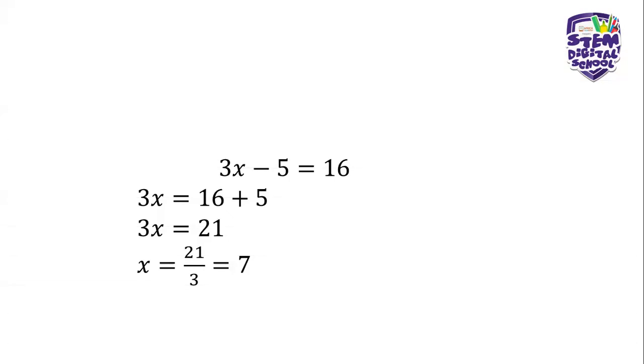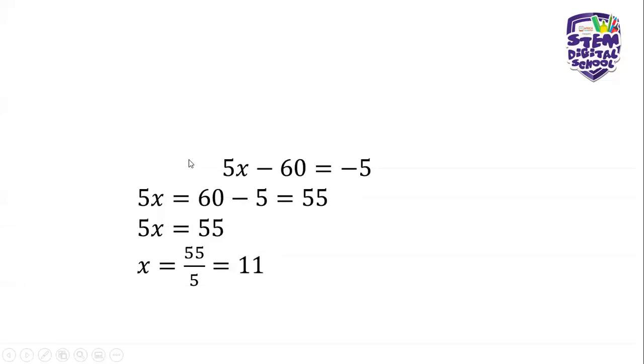Then we did the last one as well, which is 5x minus 60. Again, you can do this either by inspection or by using the additive inverse. In my case, I've used the additive inverse by transposing the negative 60 from the left-hand side to the right-hand side. And then it will change the sign, which is now 60. And then 60 minus 5 is 55. So 55 divided by 5 is 11. So the value of x will be 11.